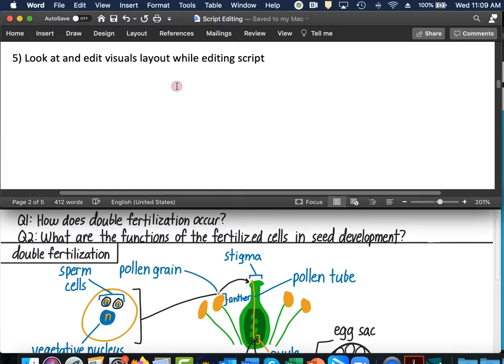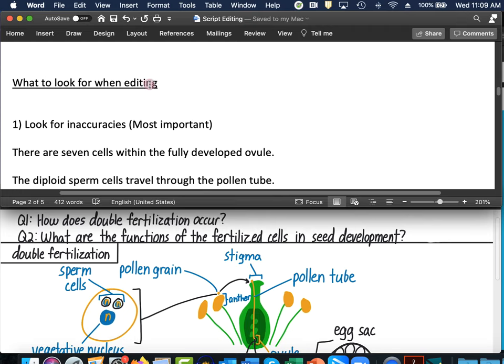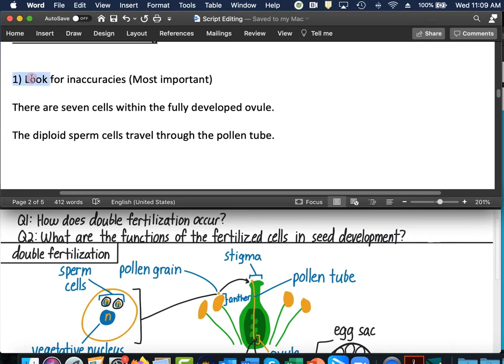Okay, so those are just some brief tips on script editing. Now we'll go through specific things that you can look for when editing your script to make it easier for students to understand the material that you're teaching. First of all, and most importantly, look for inaccuracies.